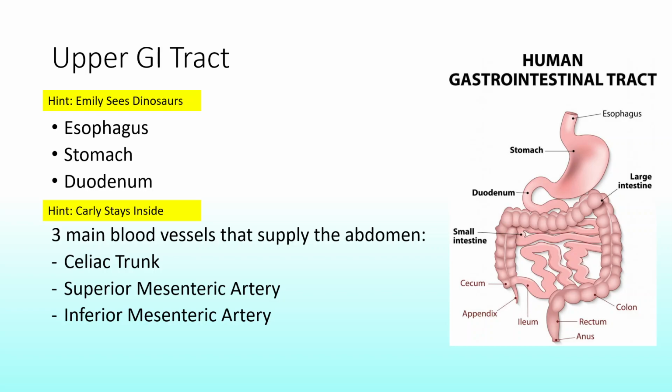The superior mesenteric artery supplies the midgut and includes the small intestine, the appendix, the ascending colon, and the proximal two-thirds of the large intestine. The inferior mesenteric artery supplies the hindgut, the distal third of the transverse colon, the splanchnic flexure, the descending colon, the sigmoid colon, and the rectum.